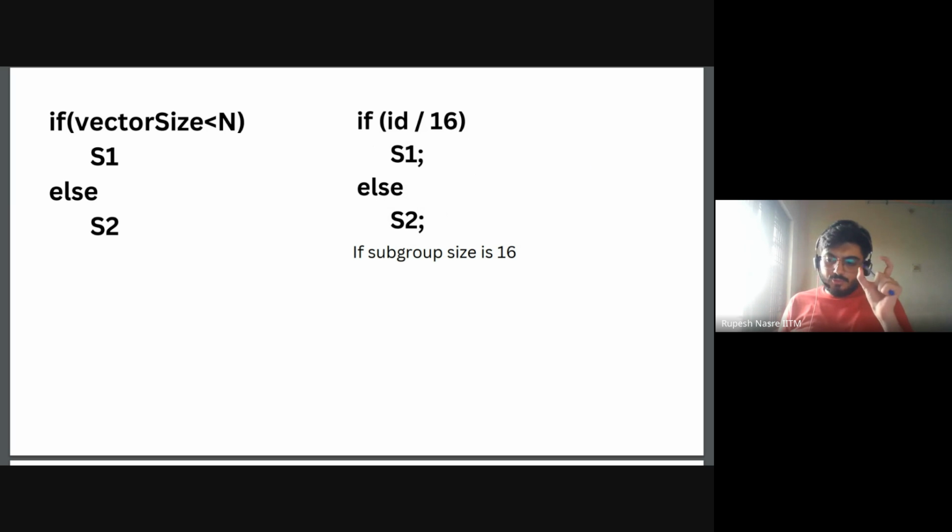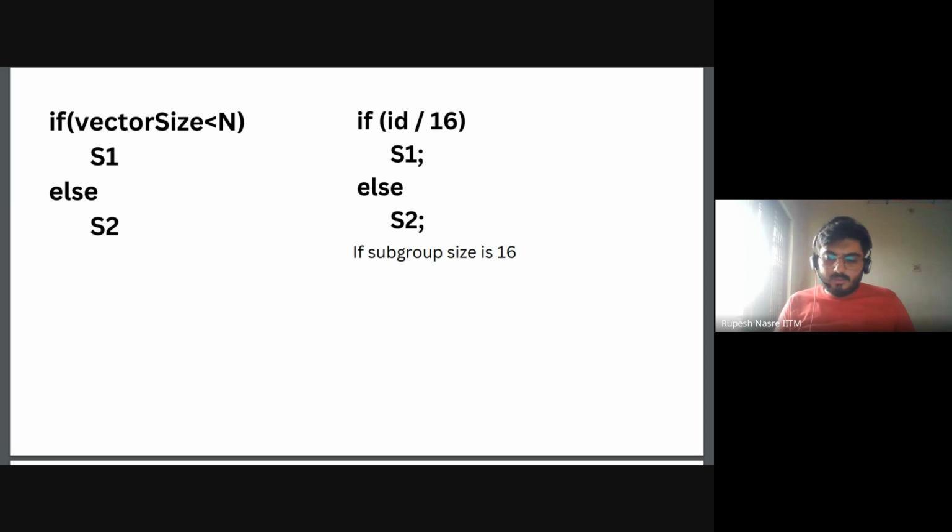Yeah. For the first subgroup, the IDs are from 0 to 15, right? So the if condition will be false for that, so all the threads from subgroup 1 want to execute the else part, while all the threads in the second group, with IDs from 16 to 31, want to execute the if part. For them the if statement is correct, so all the threads want to execute this S1 statement. There will be no thread divergence, none of the threads is waiting.